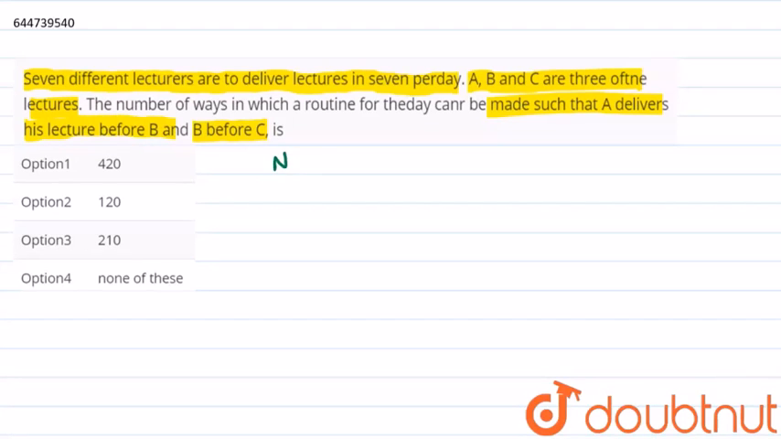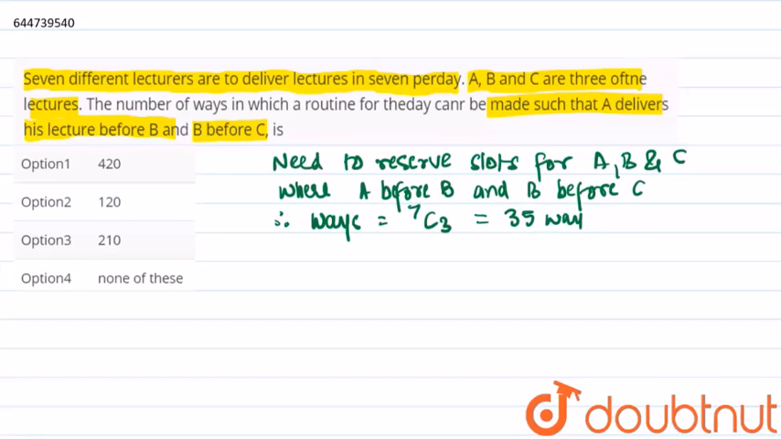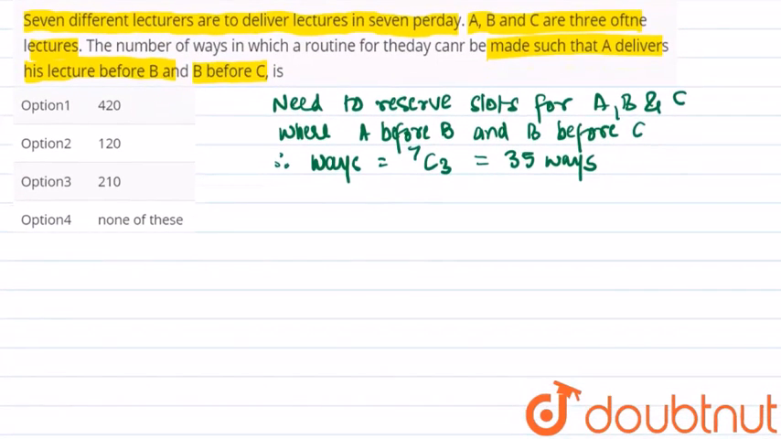So now we need to reserve slots for A, B, and C, where A delivers before B and B delivers before C. Therefore, the number of ways of selecting those slots is 7 out of 3, that is 7C3 equal to 35 ways in which these three A, B and C would deliver the lecture where A is before B and B is before C.